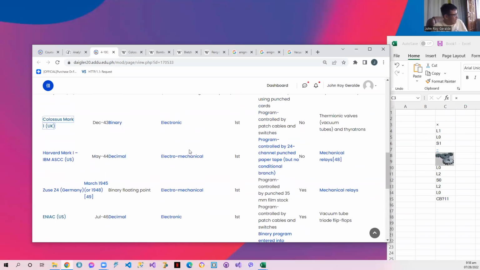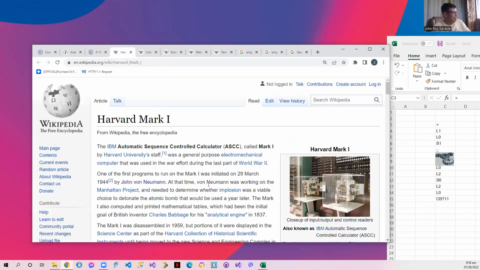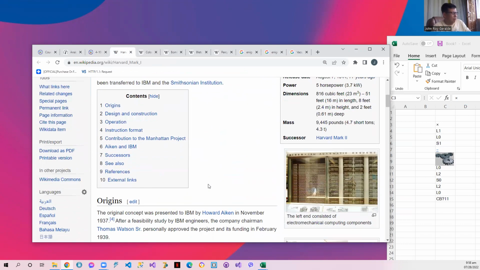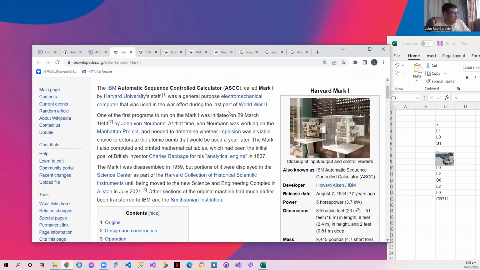Now, Howard Aiken at Harvard also introduced the mechanical version of the analytical engine. Okay, this is their attempt to reproduce, no, the work of Charles Babbage.